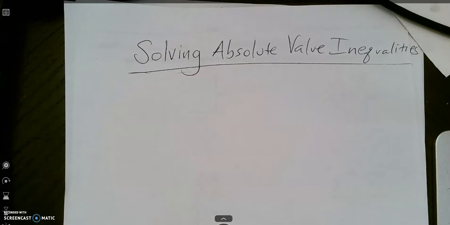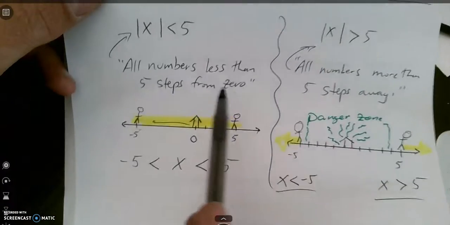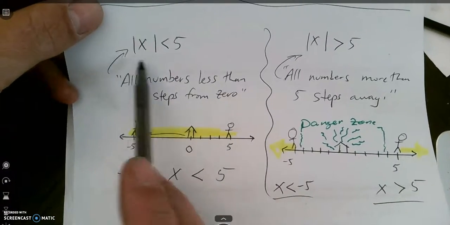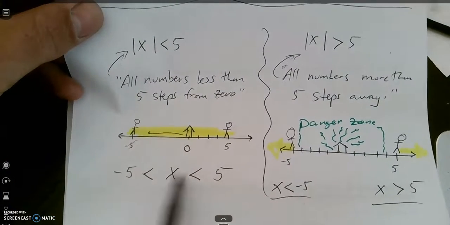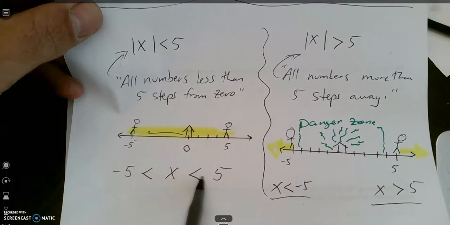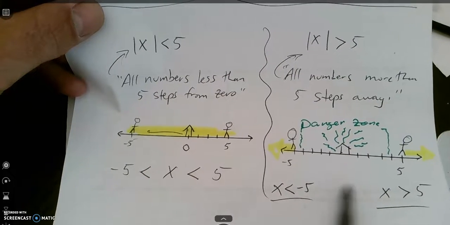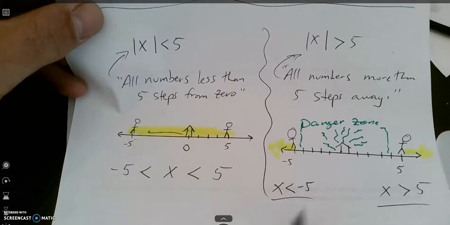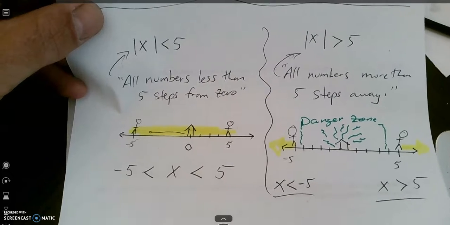All right, this is our second video on absolute value. Previously, we saw how it starts, and the key thing here was that there's two situations, less than or greater than. Less than is always between two points, and greater than is outside the two areas. So go back and watch the other video if you didn't watch it already.